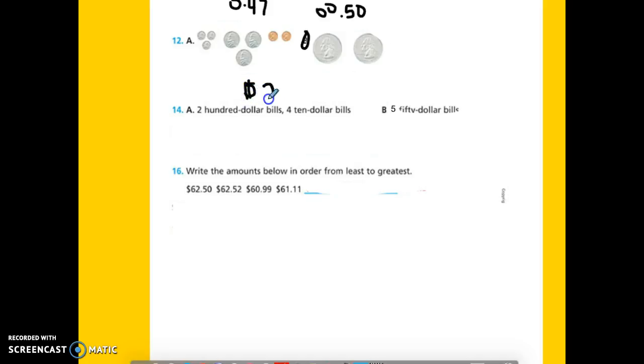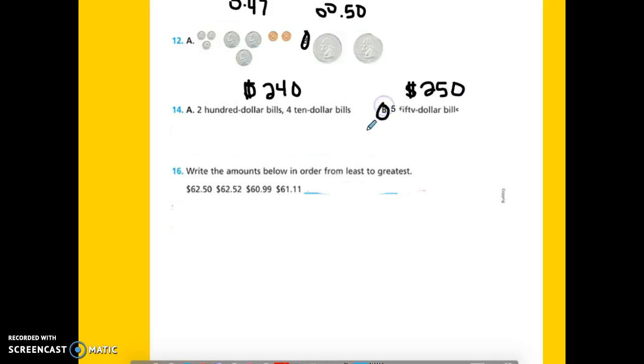All right, now let's look at this next one here. We've got 5 $50 bills. So let's count by 50s. So we have 50 plus 50 is 100. Plus 50 more would be 150. Plus 50 more is 200. Plus 1 more 50 gives us $250. So if you answered B, you were correct. 5 $50 bills is bigger than a $200 bill and 4 $10 bills.